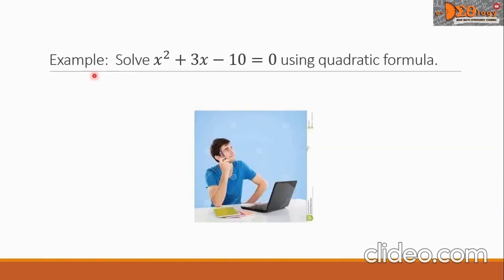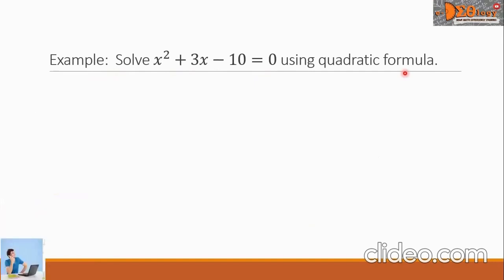Let us see this example. Solve x squared plus 3x minus 10 equals 0 using quadratic formula. First, let us write the quadratic formula here. And then, let us collect the corresponding values for a, b, and c respectively.